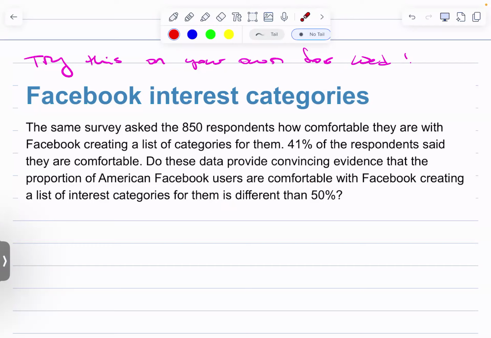Okay. We're not given a ton of information here, and that's what's really nice about one sample proportion type questions: we don't need a lot of information. Let's break down what we have. We have N of 850, a sample size of 850. I only see mention of one sample, and so that tells me it's a one sample type of question.